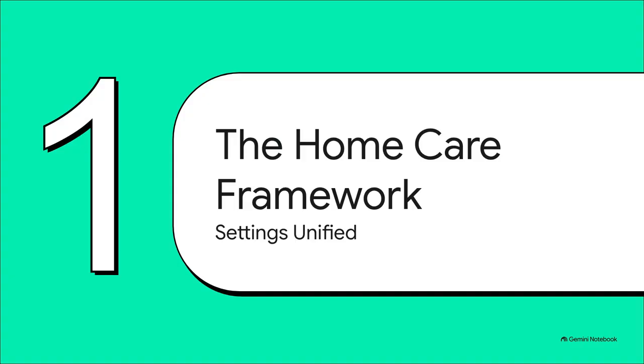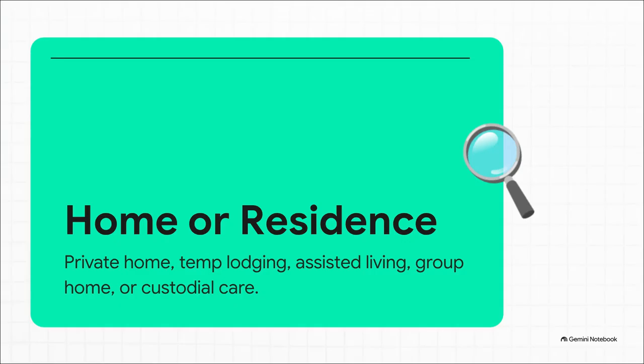All right, let's jump right into Section 1, the home care framework. According to the updated CPT guidelines, this category is a real game changer because it brilliantly unifies traditional private homes with short-term lodging, assisted living, and group homes into just one comprehensive framework. Historically, you literally had to jump between different confusing code sets depending on whether the patient was in a domiciliary, a rest home, or their own house.